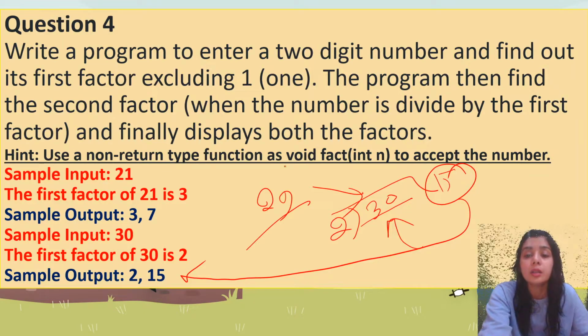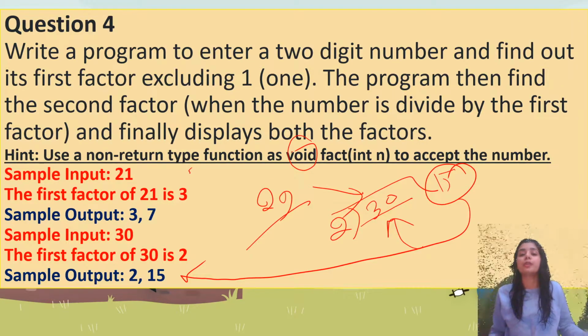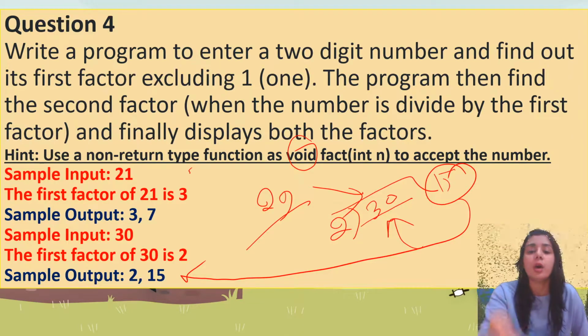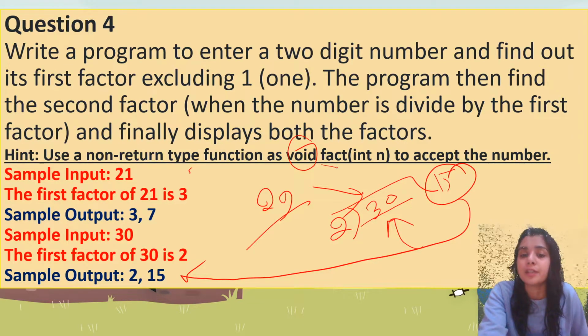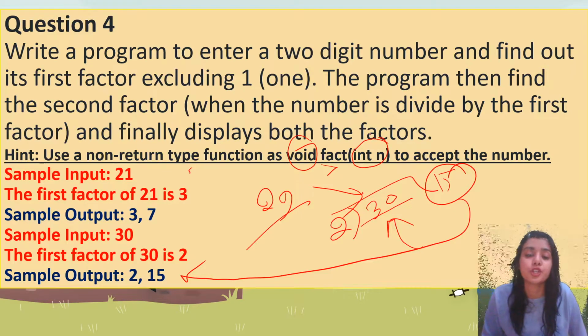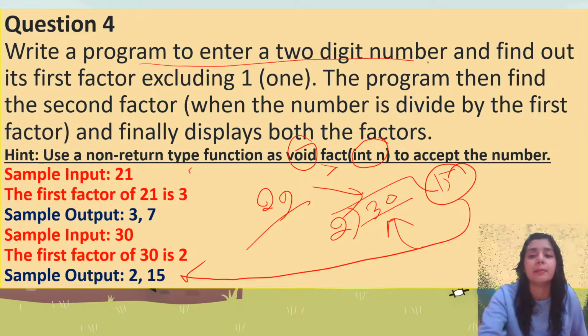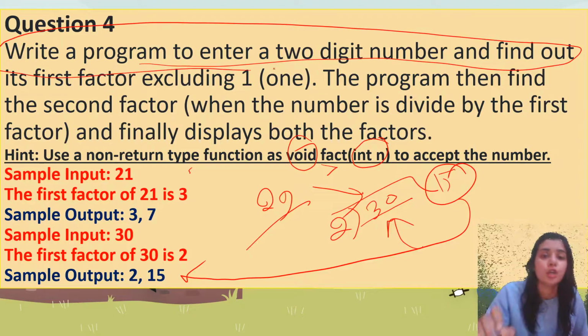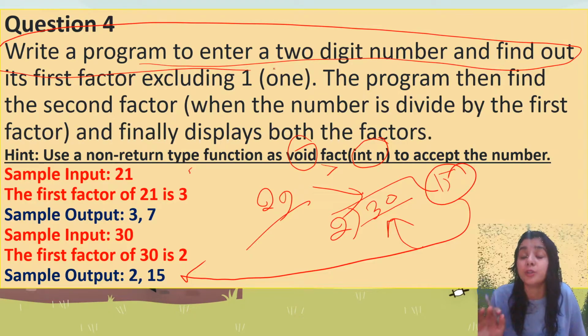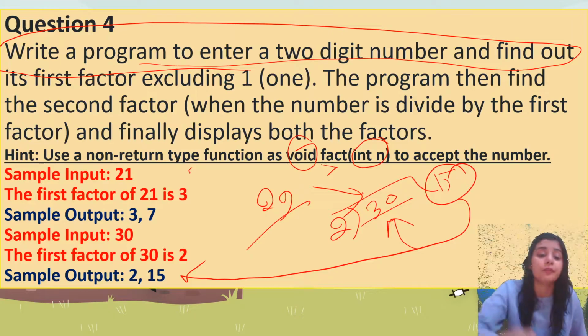Now the question is saying that we have to create a non-return type function. Non-return type means we have to put void there. So now the function name is fact, and it is accepting a number. Which number? The 2 digit number which will be entered by the user. I hope you people understood what we have to do.